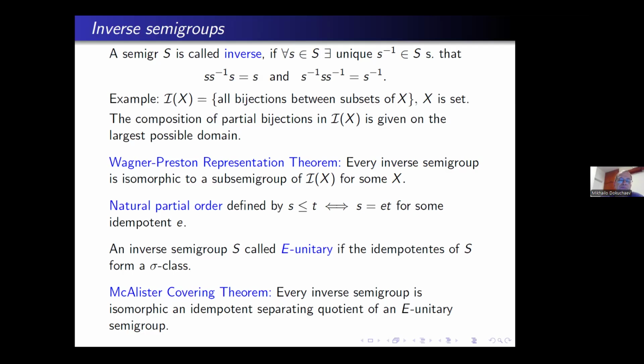The importance is that there is this McAllister covering theorem, one of the important theorems involving E-unitary semigroups. Every inverse semigroup is isomorphic to an idempotent separating quotient of an E-unitary semigroup. So what is that? It is a quotient, but this quotient doesn't glue the idempotents. It is like an epimorphism, but the epimorphism separates the idempotents. Different idempotents go to different images. So this is one of the importances of the E-unitary semigroups.